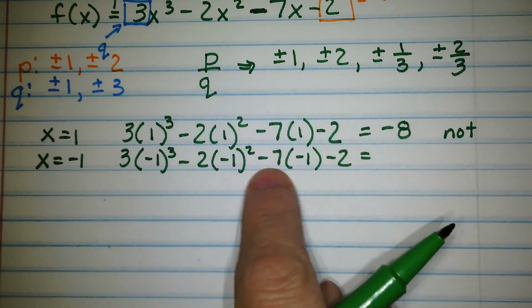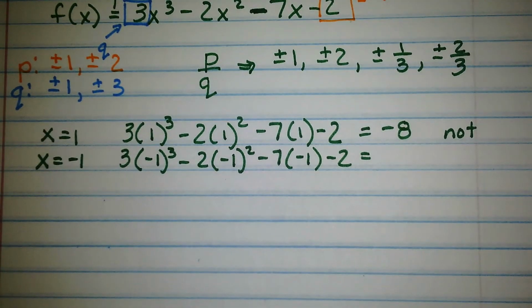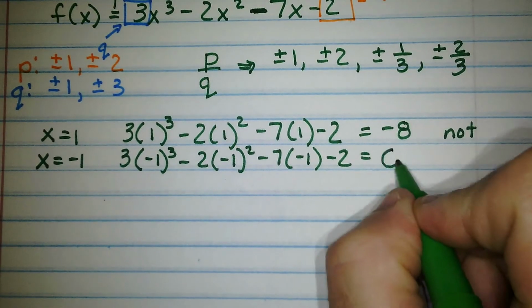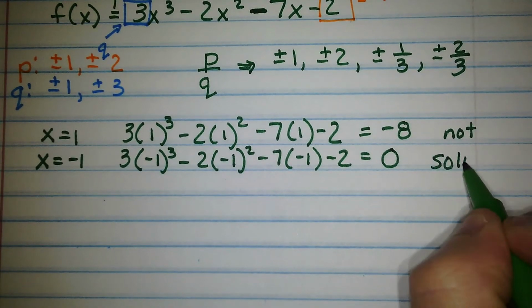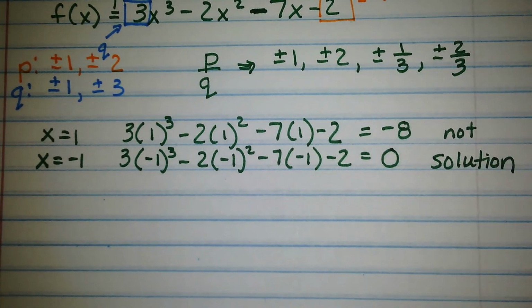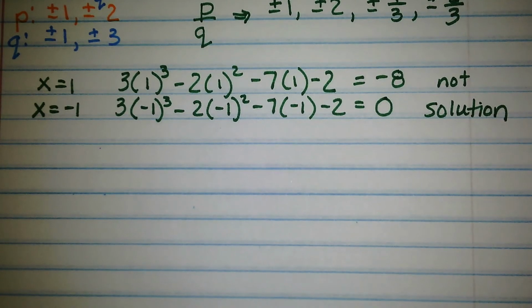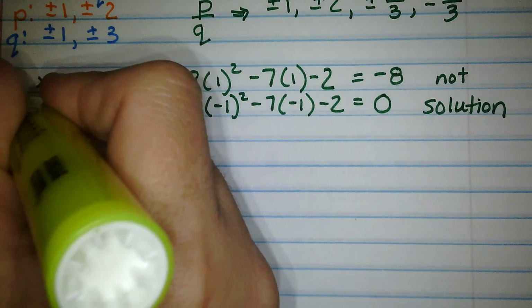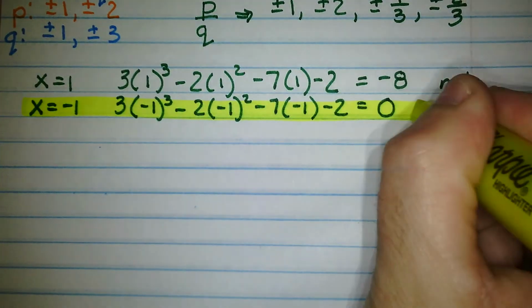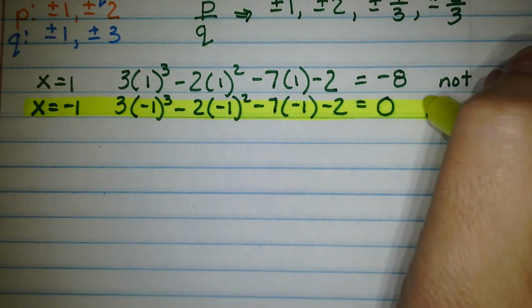Then I've got negative 7 times negative 1, which is positive 7. And I've got minus 2. Boom, I got 0. Perfect. So this is a solution. When we get a remainder of 0, that means that we have a solution. So I like this one because we got to it pretty fast. Here's our solution, first one.